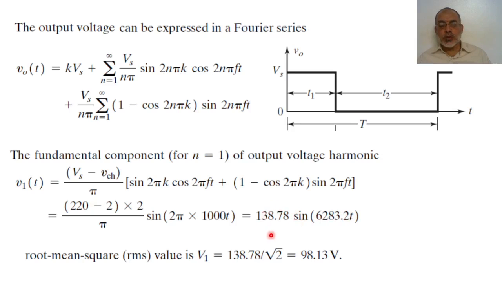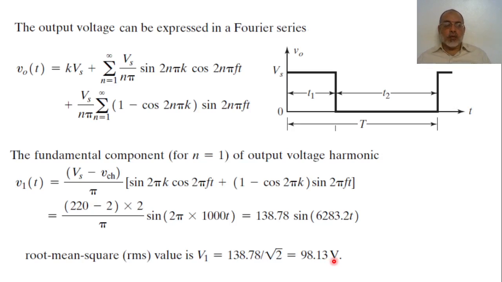Now the amplitude or the magnitude here is the V maximum. If we are talking about the root mean square of the first harmonic, it would be V maximum over square root 2. As we know, the root mean square of any sinusoidal is the maximum value over square root 2. So the root mean square value of the first harmonic is 98.13 volts.